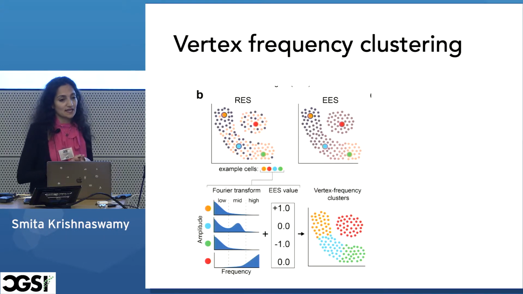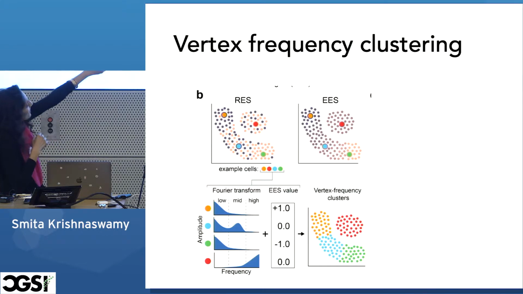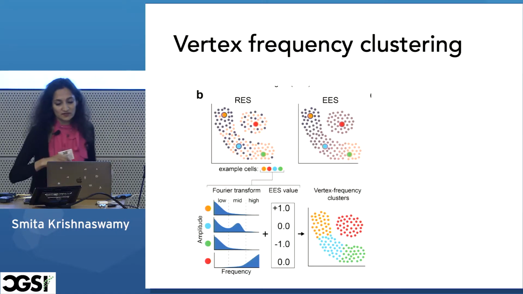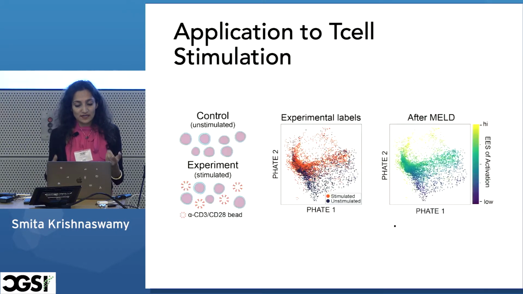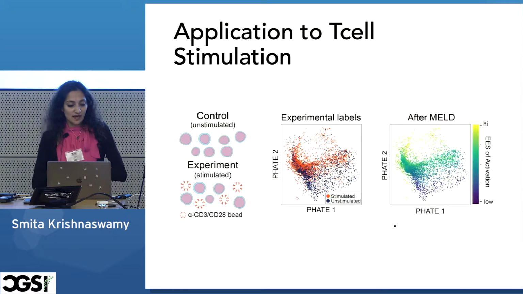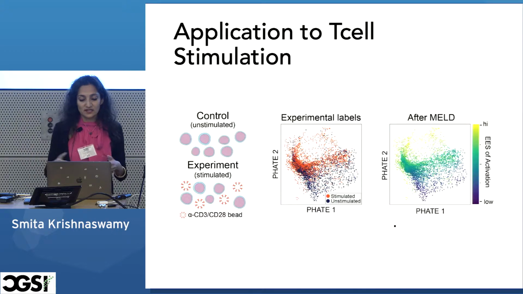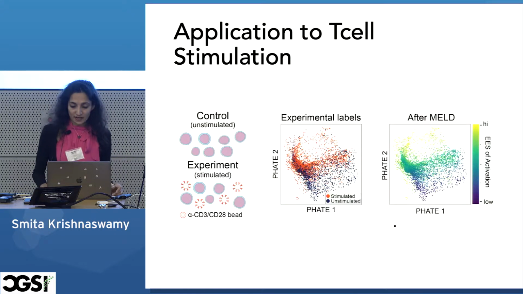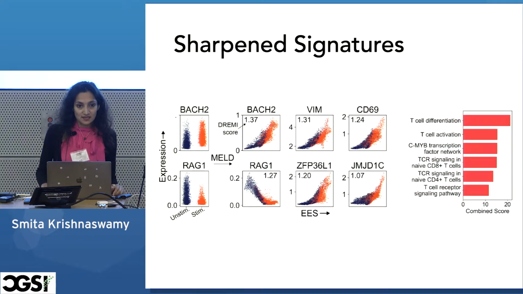And we can pick out exactly these areas that are enhanced for the experimental condition, areas that are slowly changing, areas that are enhanced for the control, and areas that are not responding using vertex frequency clustering. And then we can give you exactly what I said, all the areas of the manifold that are changing in response to the stimulus. And again, the way we do this is that we add this MELD filter, which gives us this enhanced experimental signal, and we use it to pick out areas on the manifold. And of course, the plots that I'm showing are PHATE plots.